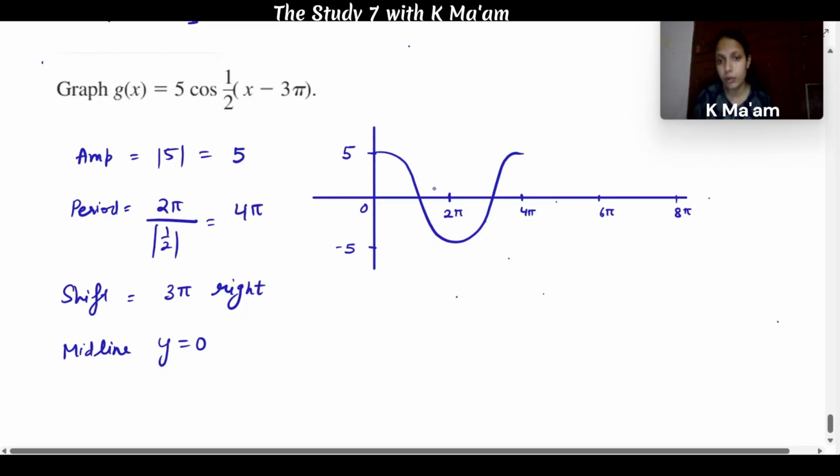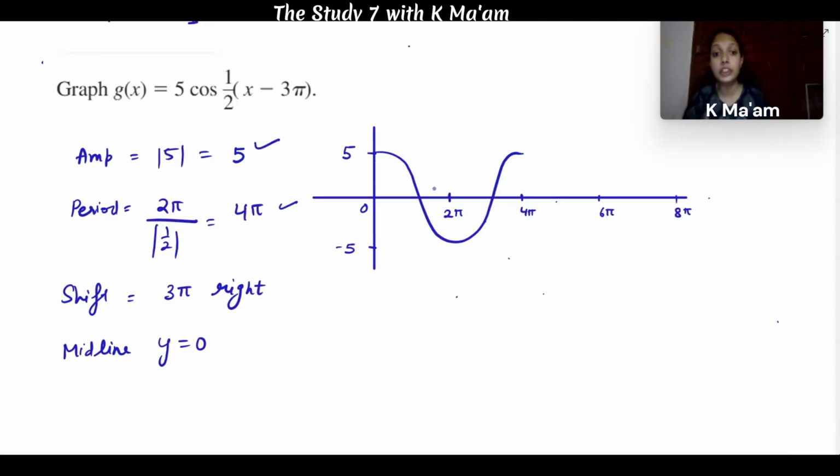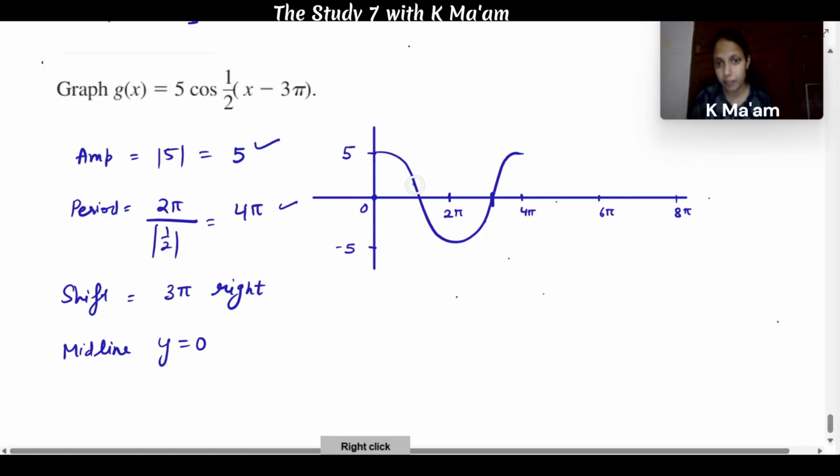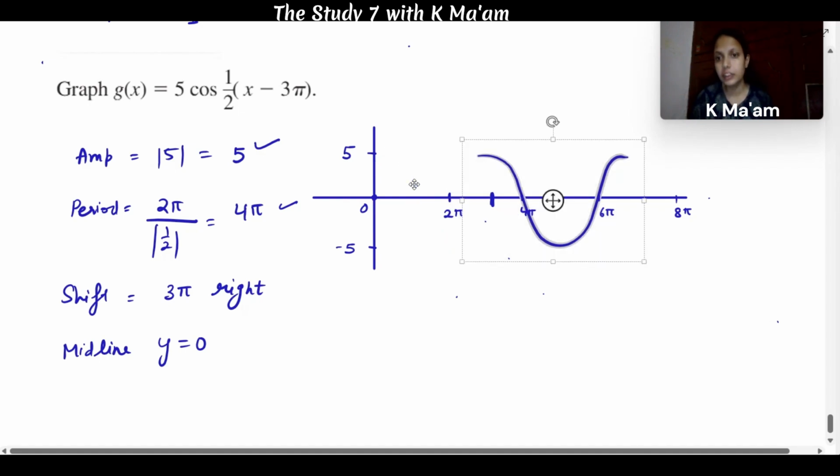So start with 0 and end with 4 pi. This done, period done. Now shift 3 pi. Instead of starting at 0, they are saying you have to start at 3 pi. 3 pi is here. So your graph will be shifted 3 pi units right. The graph is shifted like this. It's 3 pi units right. So this is the graph.